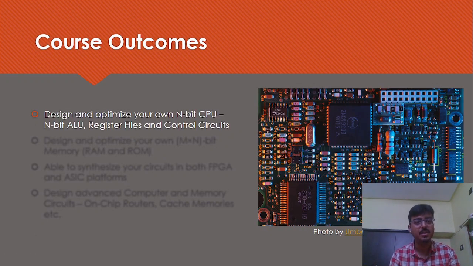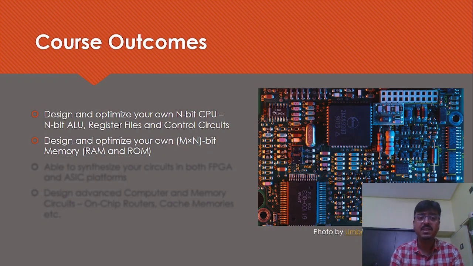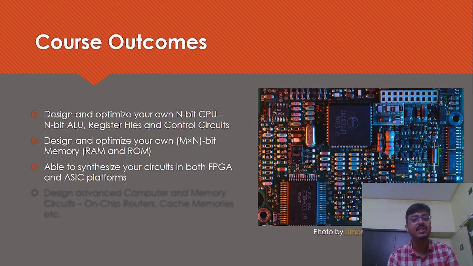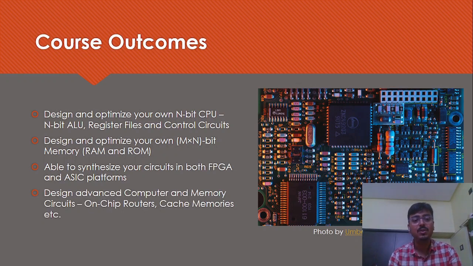Let us discuss the course outcomes. At the end of this course, you'll be able to design and optimize your own n-bit CPU, which contains an n-bit ALU, register files, and control circuits within it. You'll be able to design and optimize your own M cross N bit memory. It could be ROM or RAM. You'll be able to synthesize your circuits on both FPGA and ASIC-based platforms. We'll discuss what tools are involved to do so, and you'll also be able to design advanced computer and memory circuits like on-chip routers, cache memories, etc.